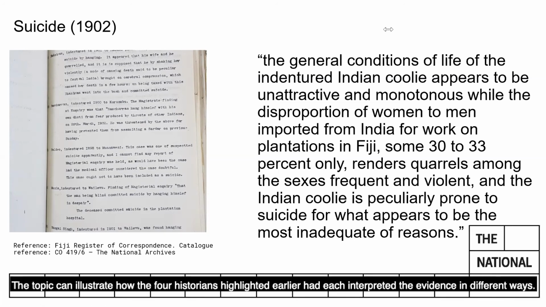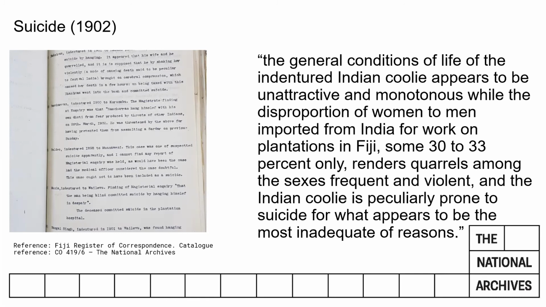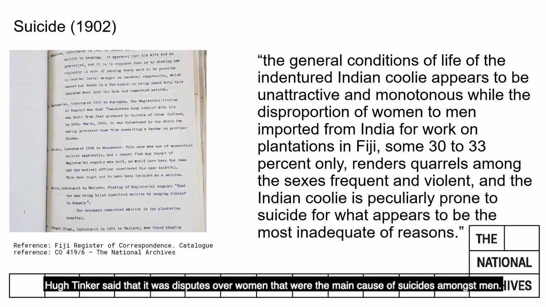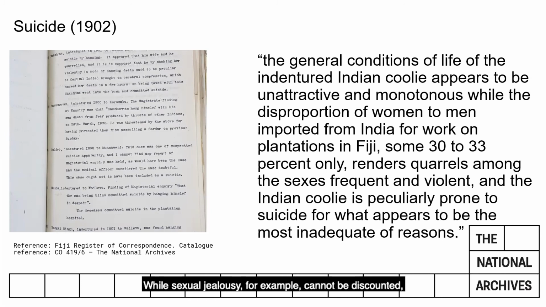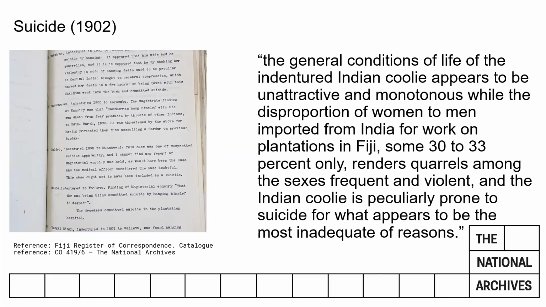The topic can illustrate how the four historians we highlighted earlier have each interpreted the evidence in different ways. Hugh Tinker said that it was disputes over women that were the main cause of suicides among men, while sexual jealousy, for example, cannot be discounted. Focusing largely or solely on this cause has been questioned.